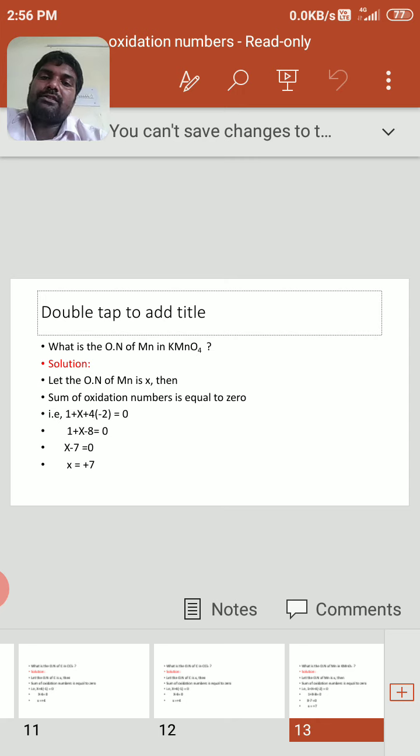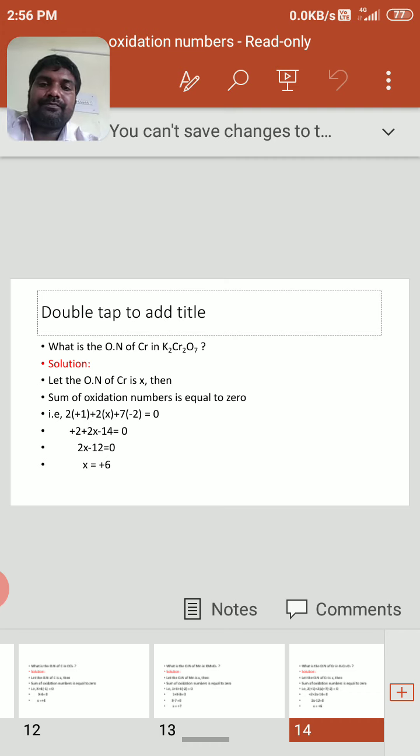The first element is potassium. Potassium belongs to the first group, hence the oxidation state is +1. How many potassiums are there? Only 1, hence 1 + x + 4 × (-2), because the common oxidation state of oxygen is -2, equals 0. So 1 + x - 8 = 0, x - 7 = 0, x = +7.